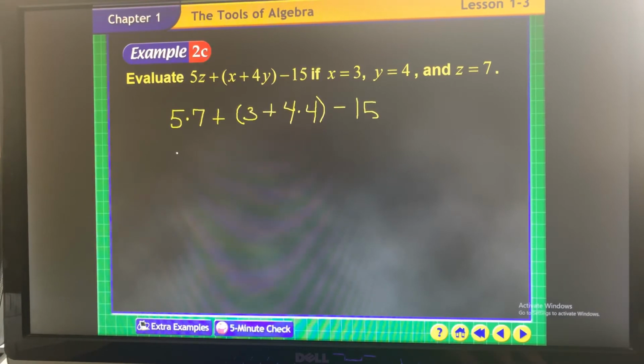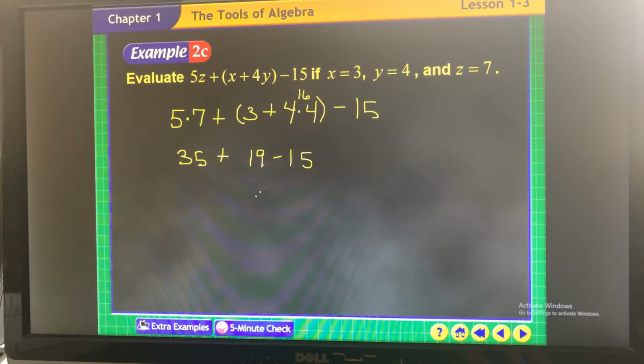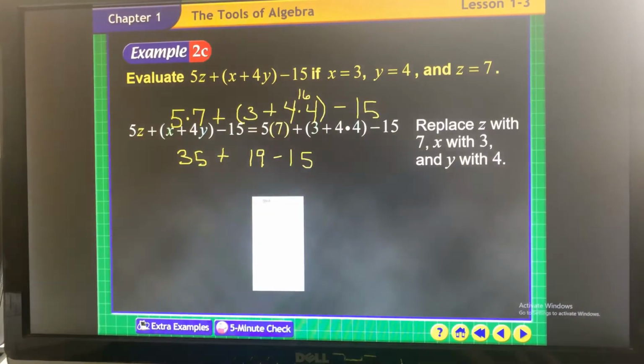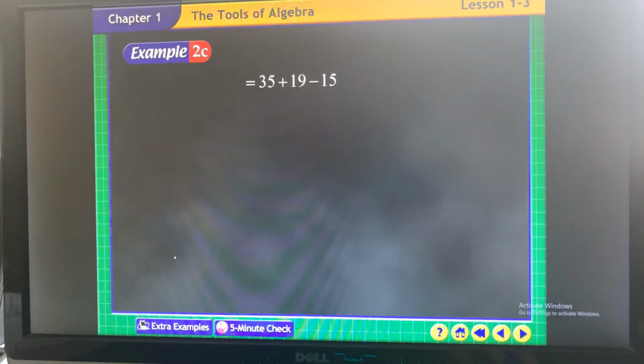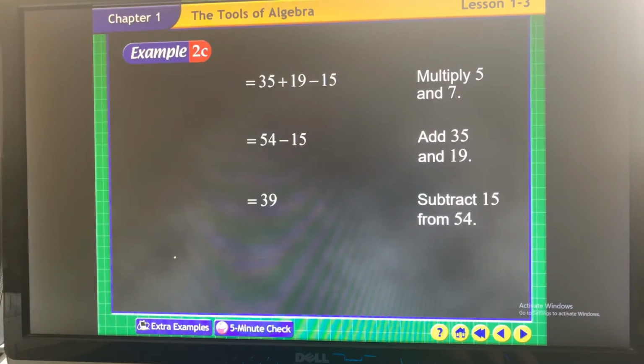So think of the order that you're going to do things. You want to definitely do your multiplication. You want to work inside this parentheses. So you got 16 here, right? And so I have 19 minus 15. And now you can just go ahead and do the whole process. I actually did it for you. Let me show you. Substitute, solve. 35 plus 19 minus 15 equals 39. Done.